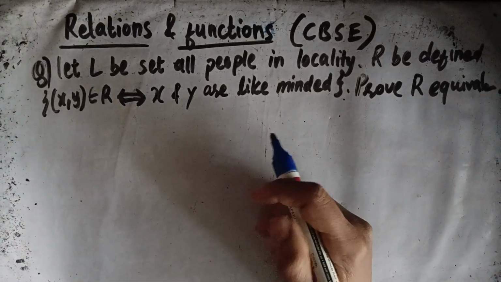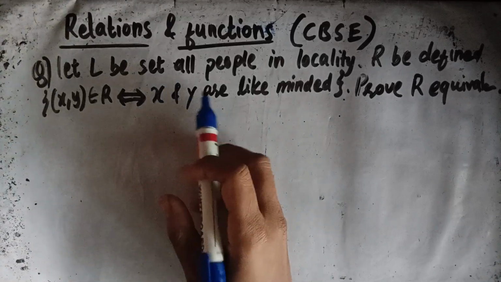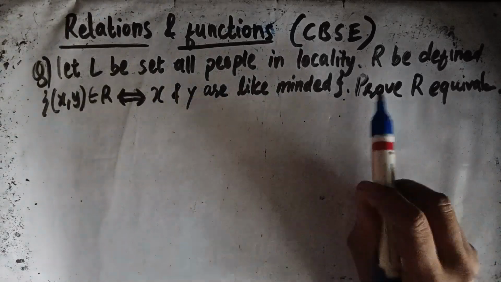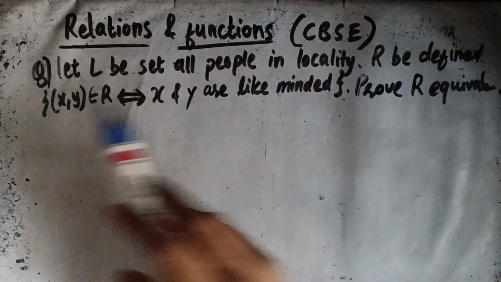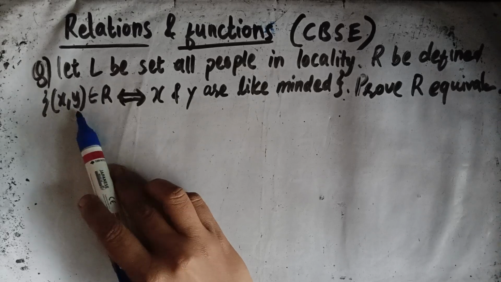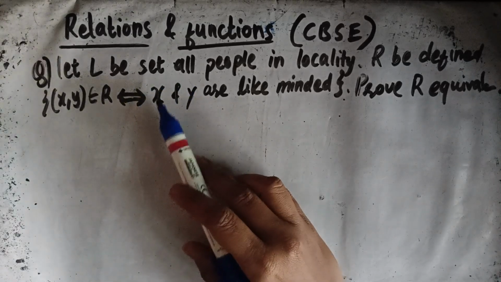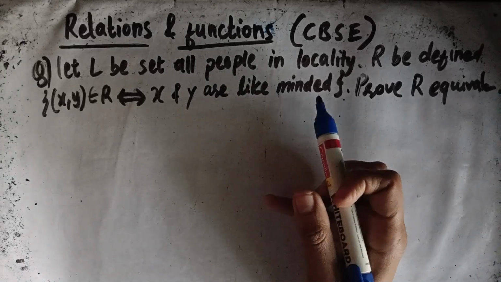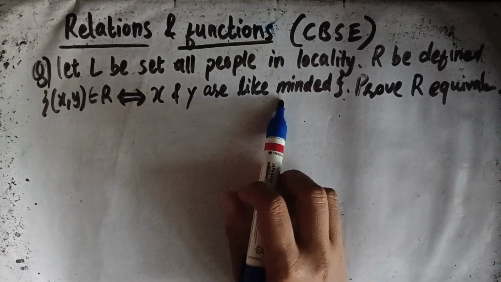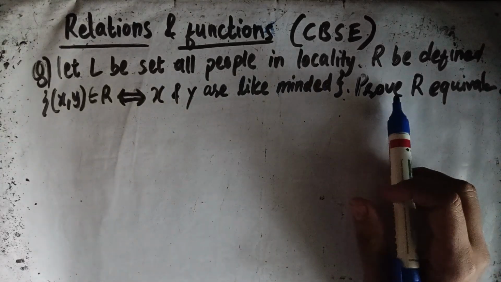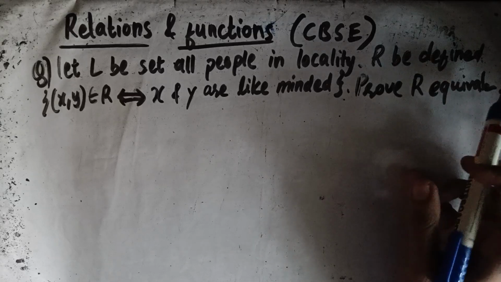Okay, let's solve this. Let L be the set of all people in a locality. R is defined as the set of all (x, y) belonging to R if and only if x and y are like-minded. This is the condition which is given. Now we have to prove that R is an equivalence relation.